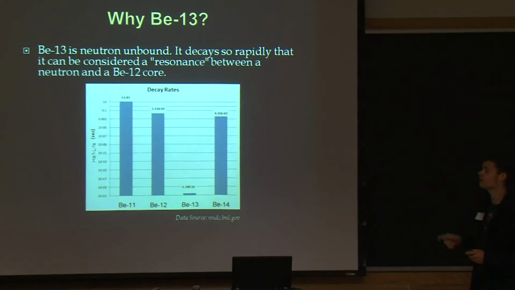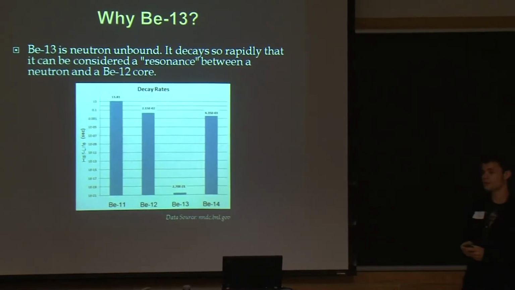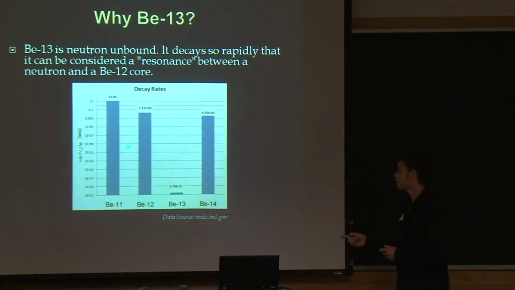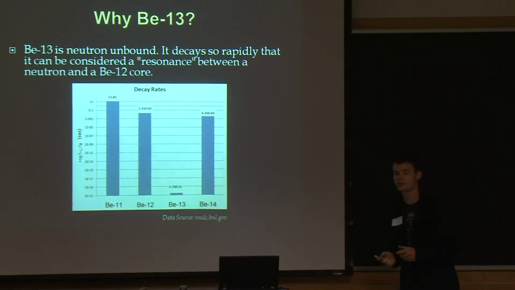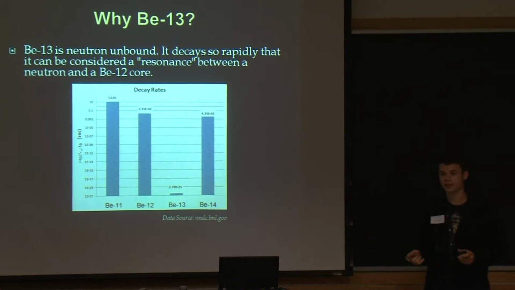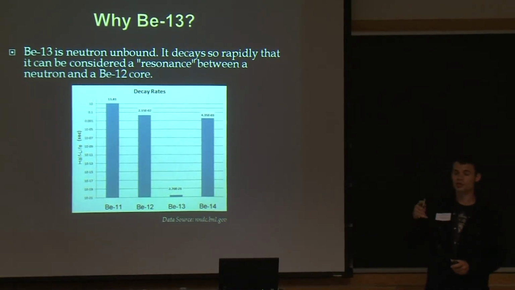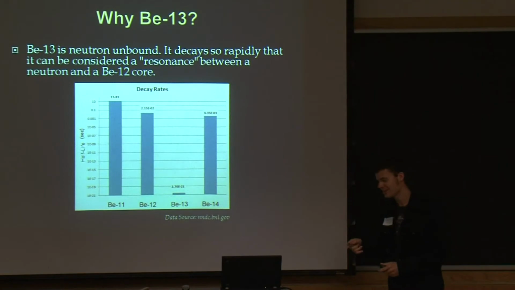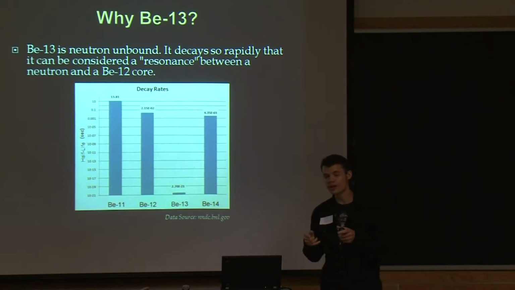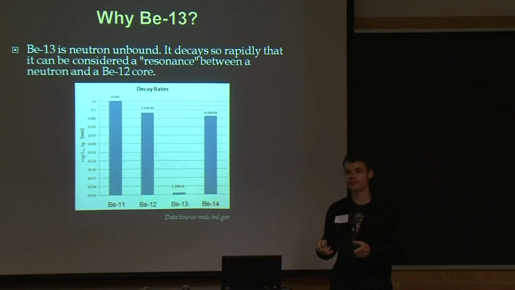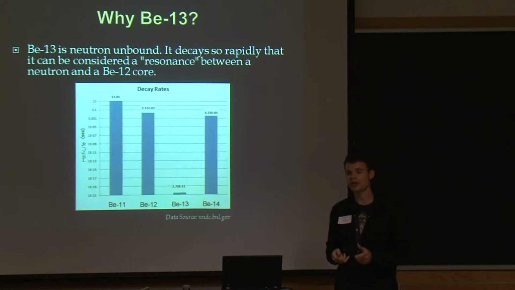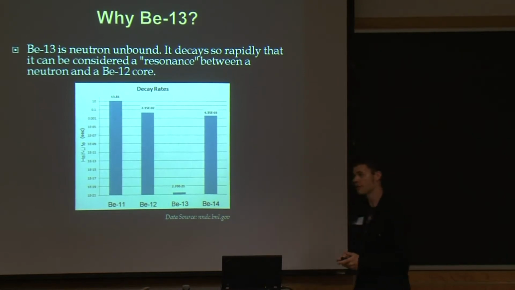This is a picture of the half-lives of beryllium-13 and its nearest neighbors. Beryllium-12 and beryllium-14 decay in centiseconds and milliseconds. Yet beryllium-13 only survives for zeptoseconds. That's 10 to the negative 21st seconds. So just adding 1 neutron makes the nucleus survive an astonishing 18 orders of magnitude longer.